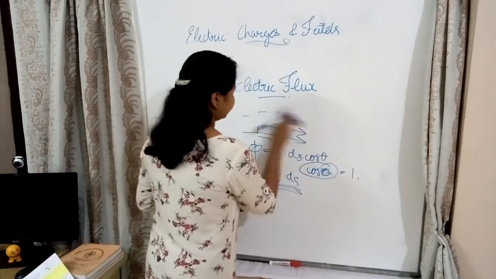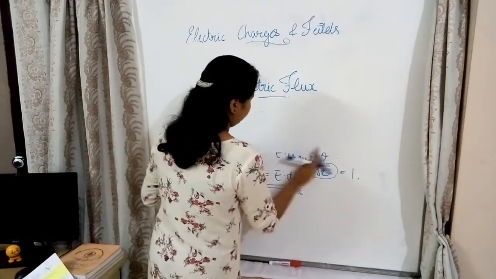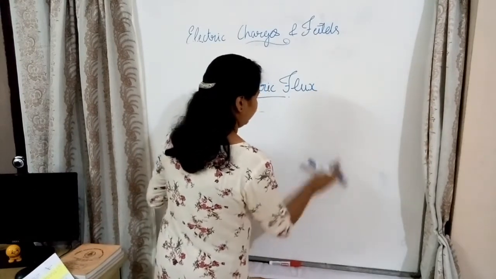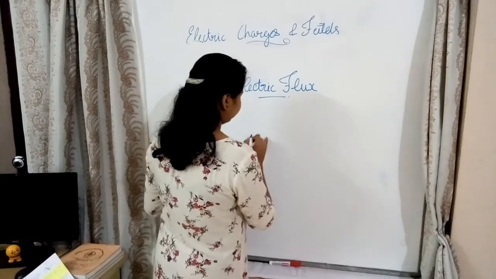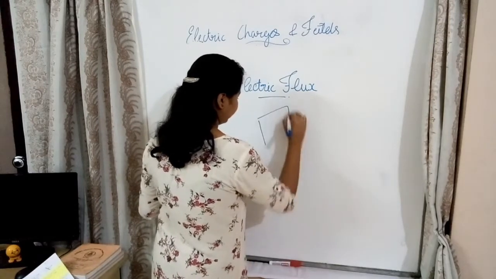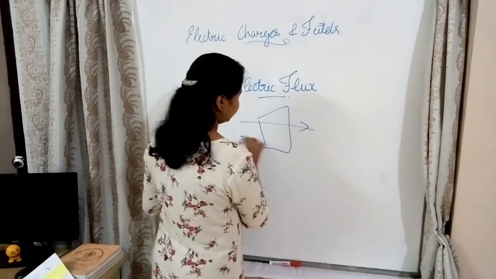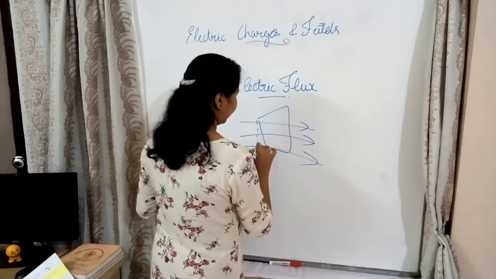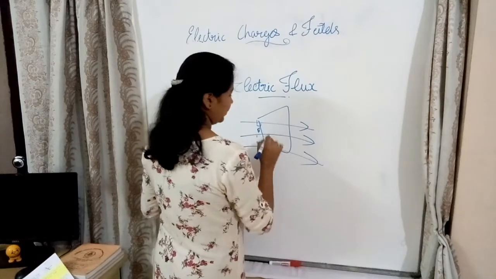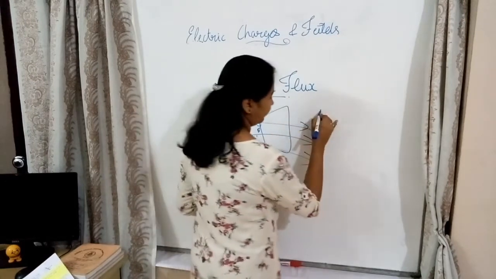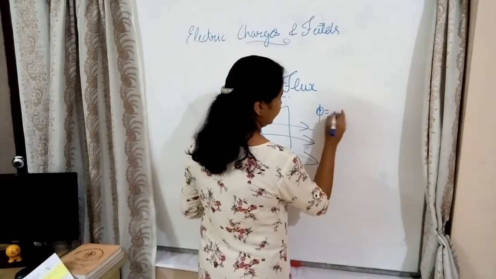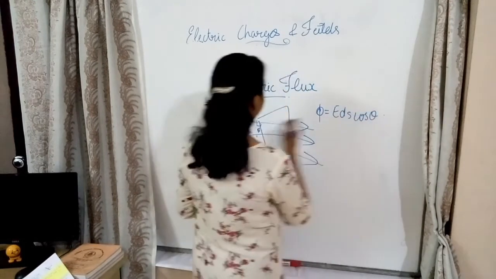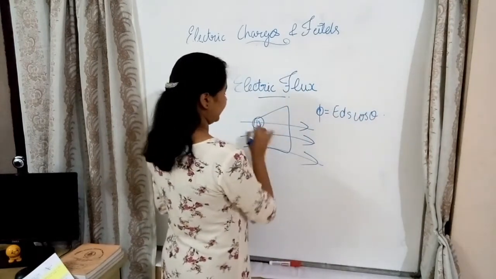And if, for example, the plane is like this and the field lines are moving like this, then this makes an angle theta. This angle is used for finding phi is equal to E ds cos theta. This depends on this angle.